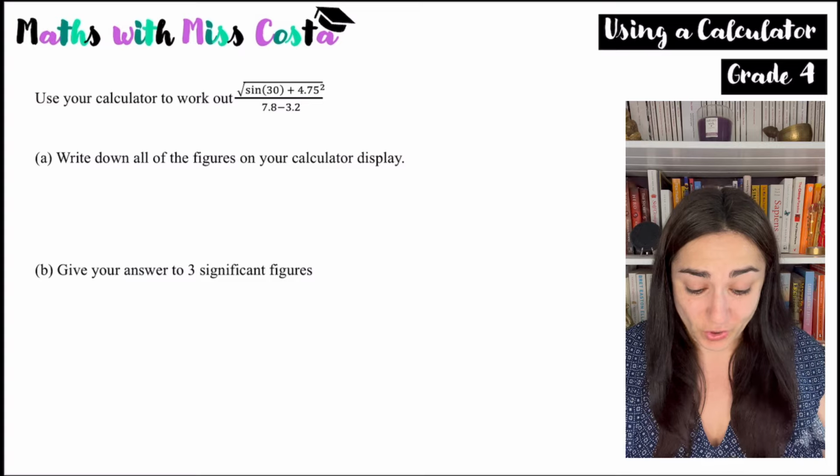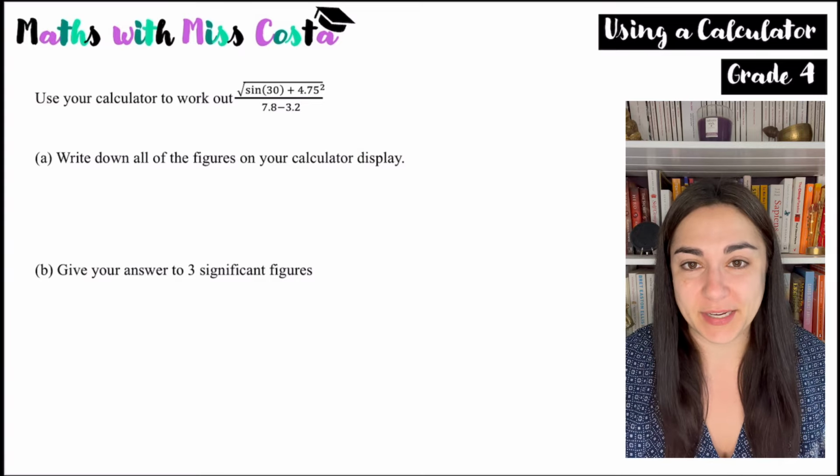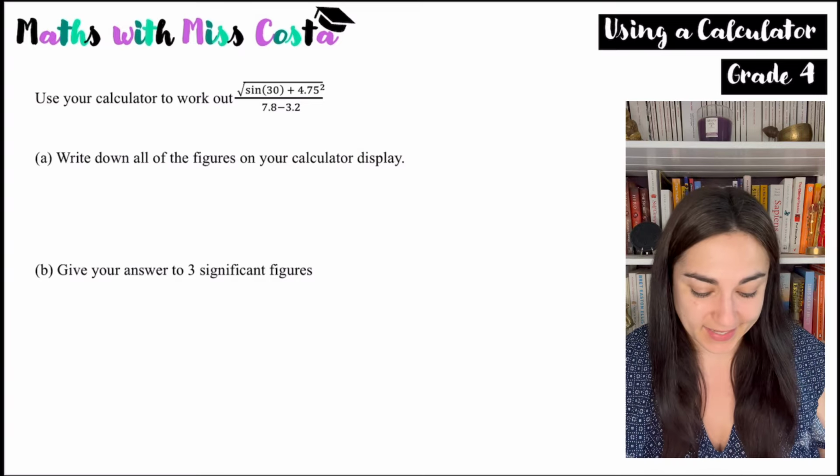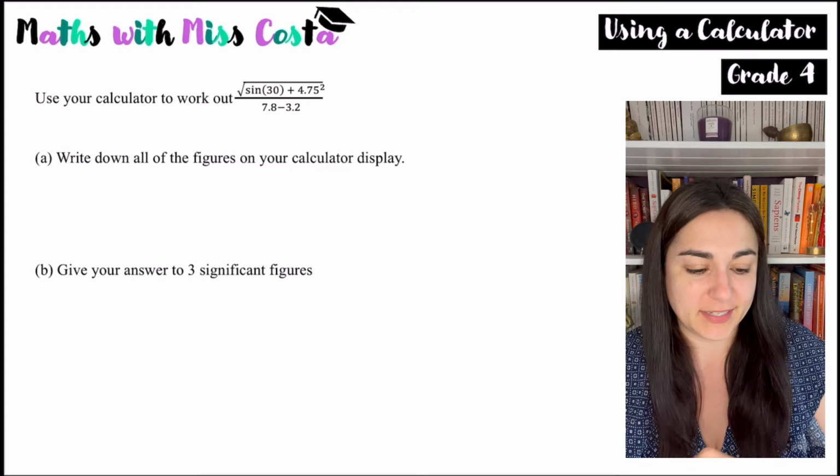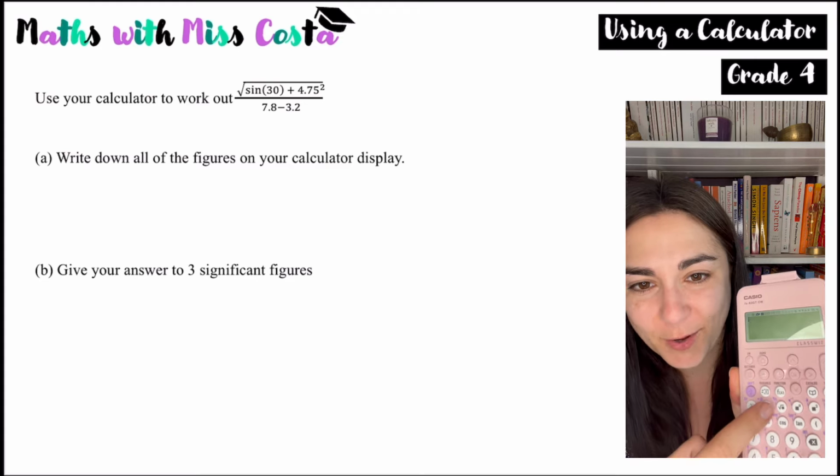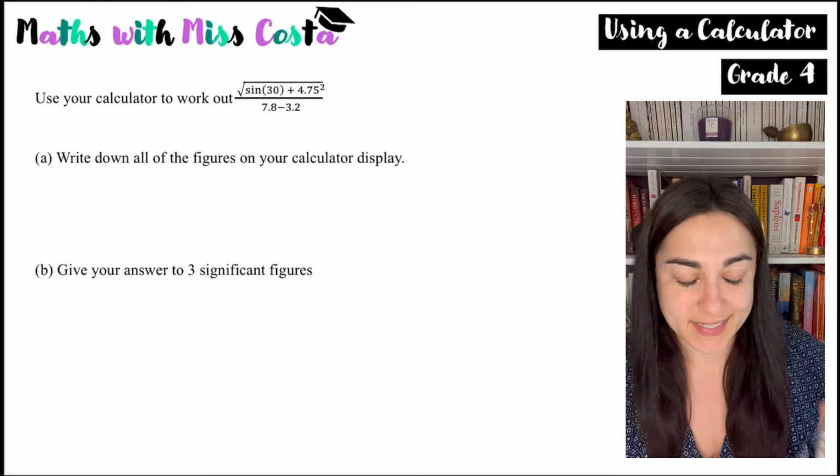Okay, so on this question, we're being asked to use a calculator, and it's really important to know what order to do these things in. So you can see you've been given a fraction. So you press the fraction button over here to create a 2-tiered fraction.